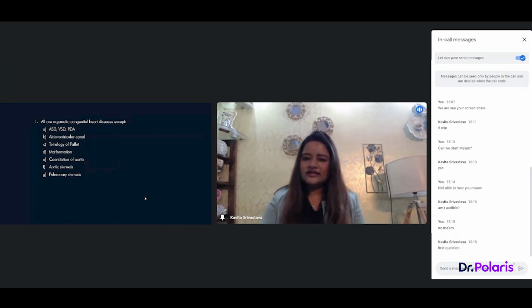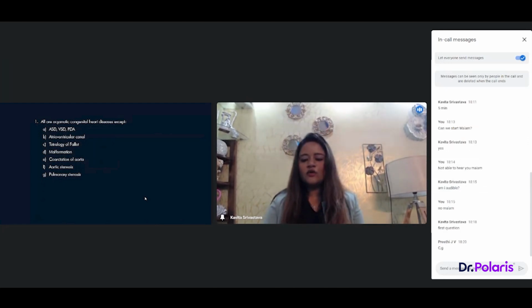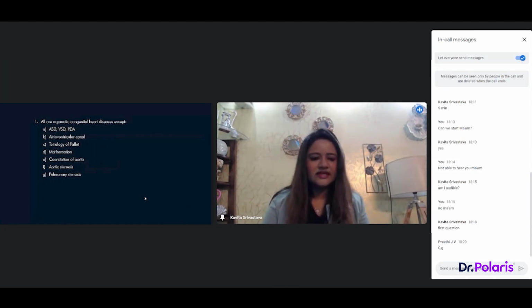So broadly, we have acyanotic and cyanotic congenital heart diseases. All those disorders in which cyanosis is present, that means the baby turns out to be cyanotic or blue, are the cyanotic heart diseases. Apart from that, all the other disorders are acyanotic heart disease. So which is not an acyanotic congenital heart disease? Preeti has answered option C and G. That is right.